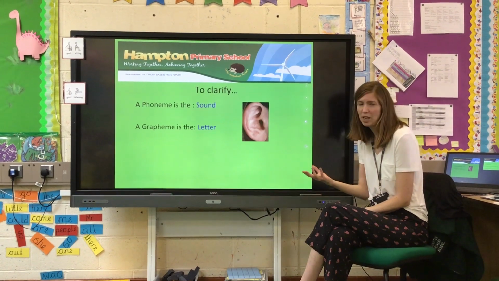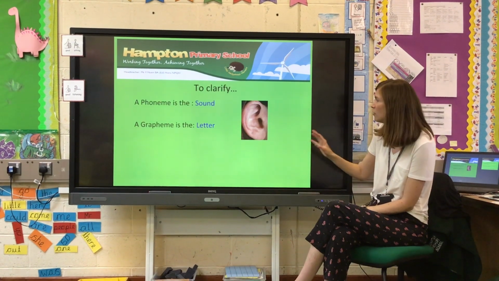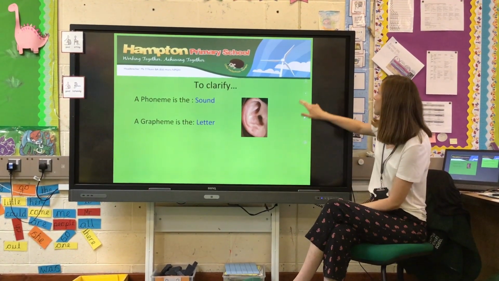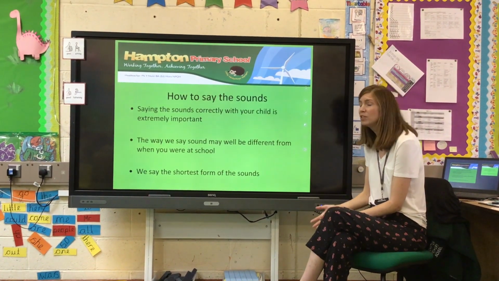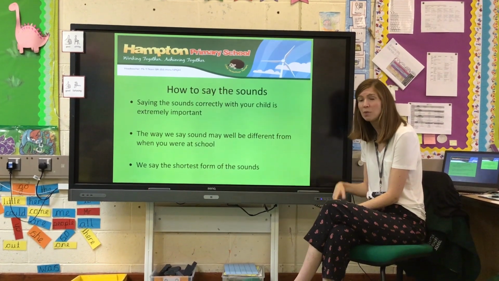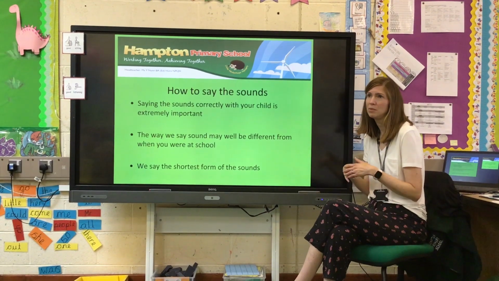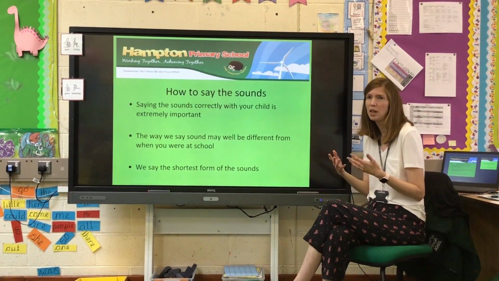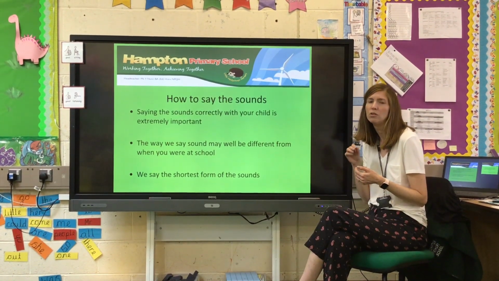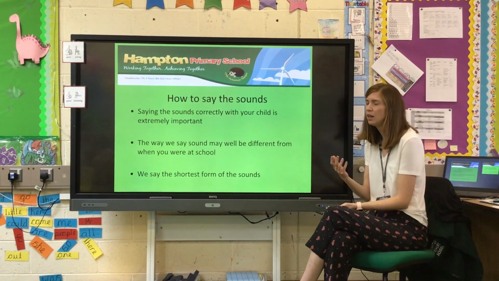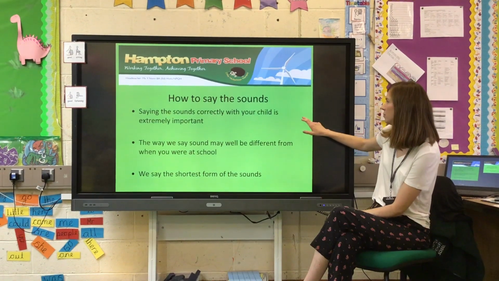Just to clarify some of the terminology, a phoneme is the sound that the letters make, and the grapheme is the actual letter. So how to say the sounds? Saying the sounds correctly with your child is really important. We encourage pure sounds with the children. When we were at school, sometimes we would have said 'muh' or 'nuh', but we want the children to say the shortest form of the sound, so 'mmm' or 'nnn' or 'lll' rather than 'luh'. It's really important that we do that because it helps them with their reading and writing.